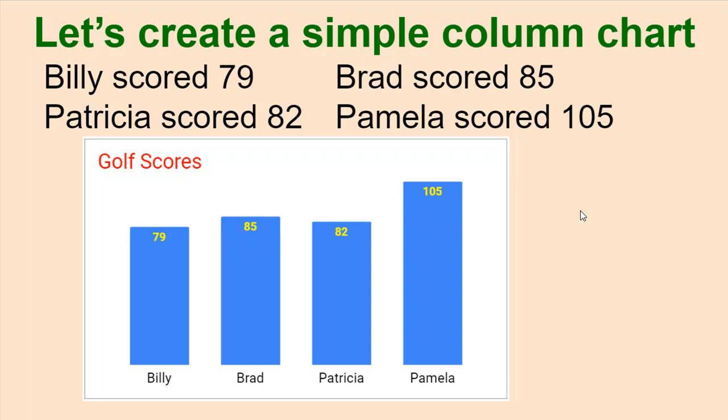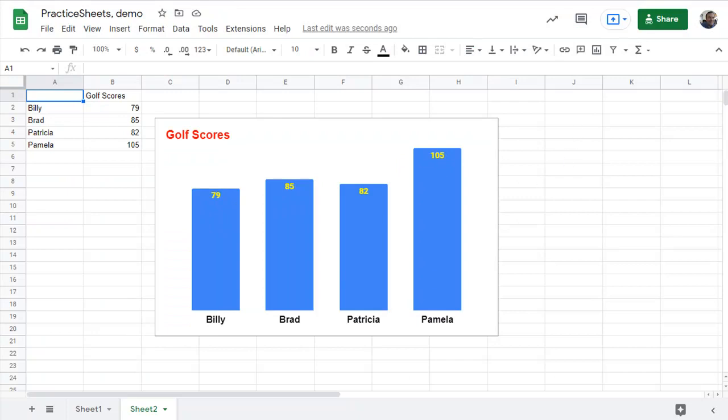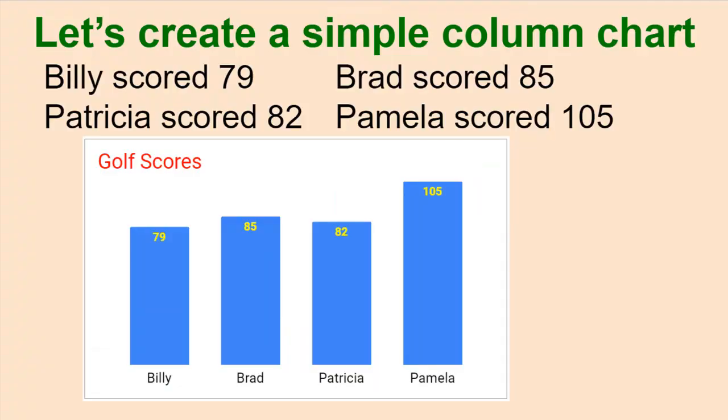Okay, we're back. I hope you were able to make golf scores on Sheet 2. I made one. It looks like this. I'm on Sheet 2, and it looks very good. All right, let's go see what's next.